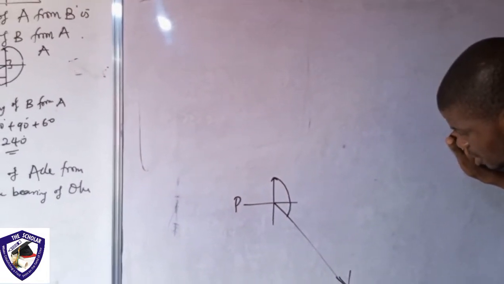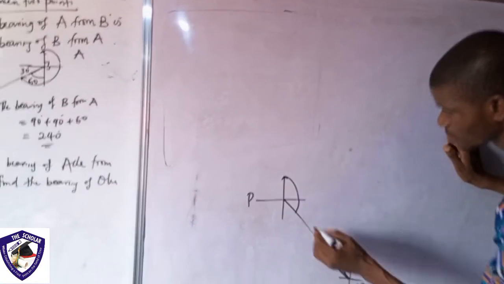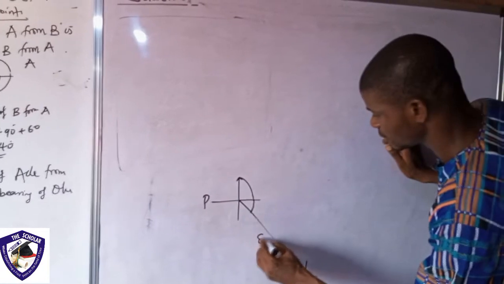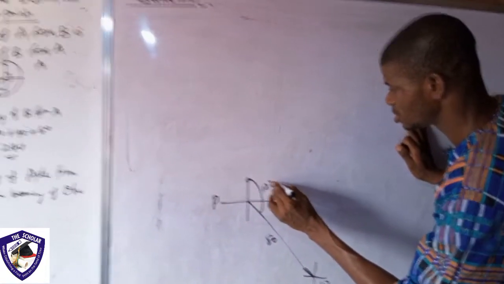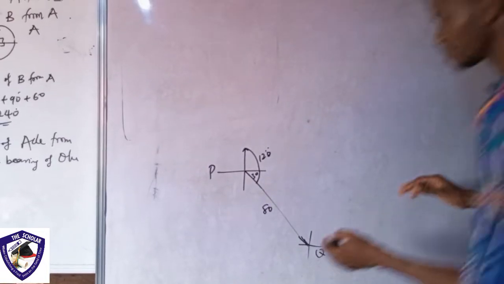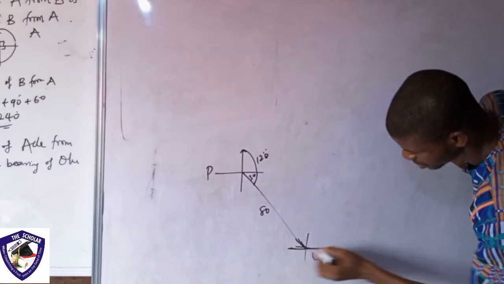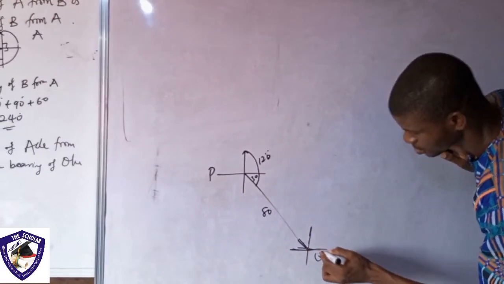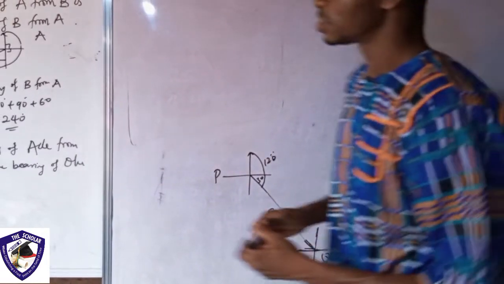This will be my Q. So the distance is what? 80 meters. This is 120 degrees. The portion here is 30 degrees. Okay? So at this point we have our Q. So let's continue from there.